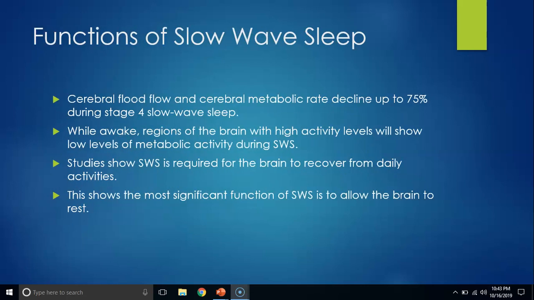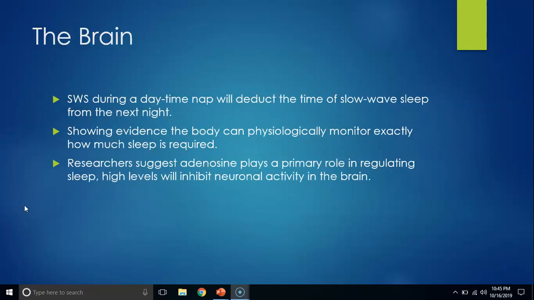Here are some general functions of what's happening during slow wave sleep. Cerebral blood flow and cerebral metabolic rate decline up to 75% during stage 4 slow wave sleep. While awake, the regions of the brain with high activity levels will show low levels of metabolic activity during slow wave sleep. Studies show slow wave sleep is required for the brain to recover from daily activities, showing us the most significant function of slow wave sleep is to allow the brain to rest. So how does the brain control and regulate all this?